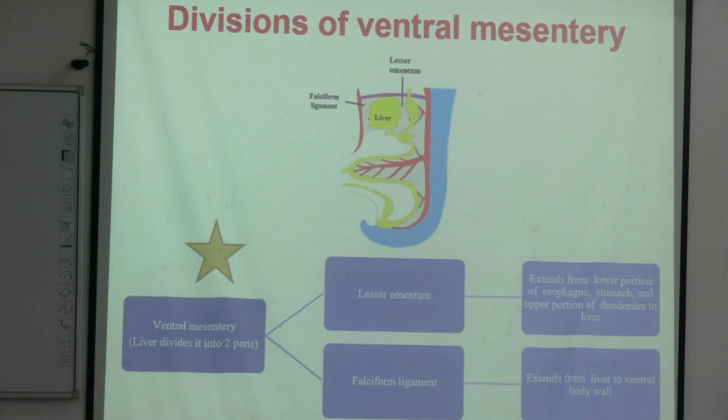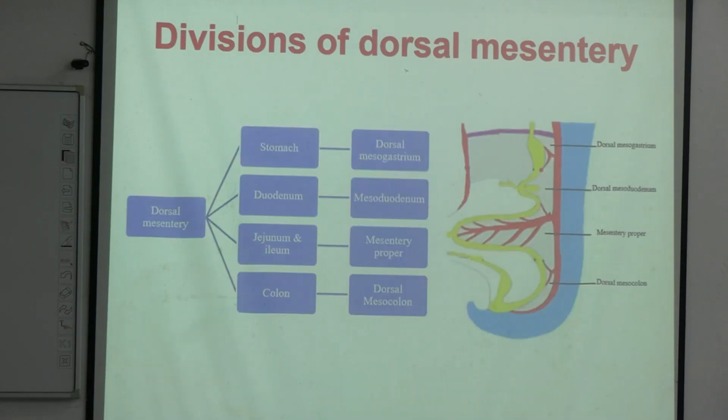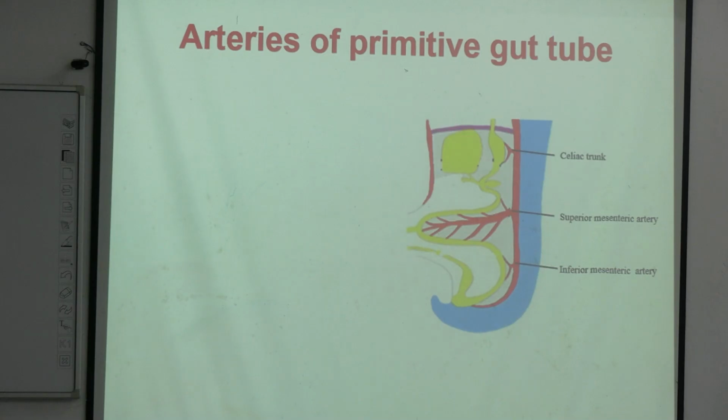Then the posterior one, which is known as the dorsal mesentery, is present extensively throughout this GI tube. We call them the dorsal mesogastrium, mesoduodenum, mesentery proper, and dorsal mesocolon. Likewise, this is what we are talking about: the celiac trunk, superior mesenteric artery and inferior mesenteric artery, feeding the primitive foregut tube, midgut tube, and hindgut tube.